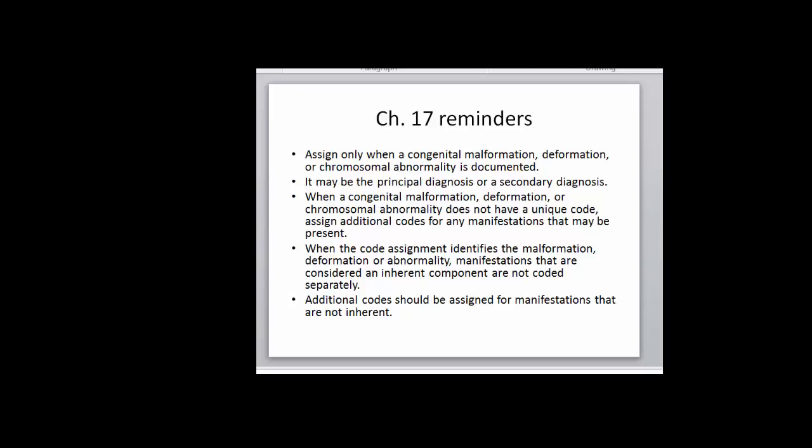If you have a doctor documenting a malformation that does not have a code, then you are going to assign any codes you need to capture that manifestation. Typically, though, I find that there are codes for the things that we see the most often. In a code assignment that identifies a malformation, a deformation, or an abnormality, the manifestations are inherent as part of that, and if they were not, then you would be assigning those.